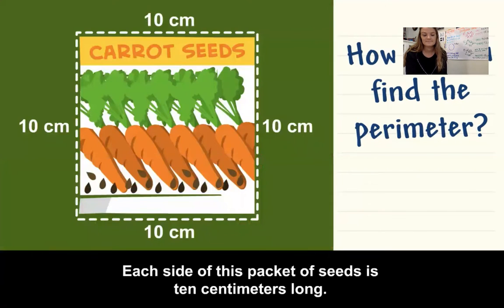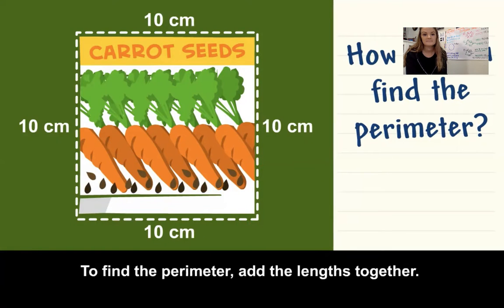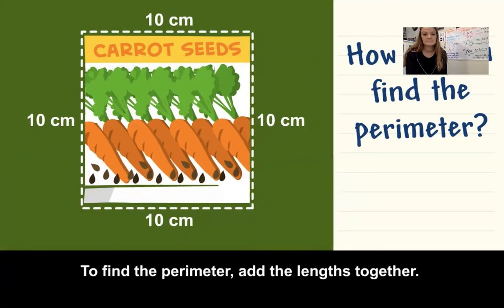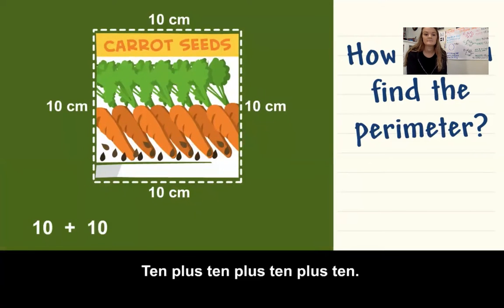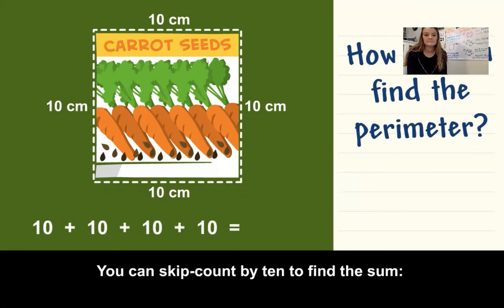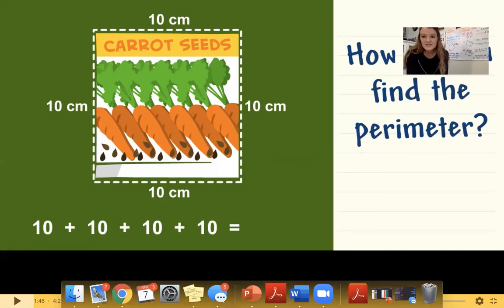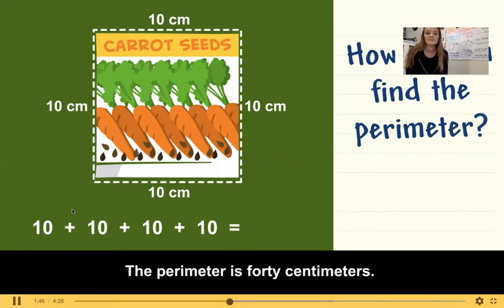Each side of this packet of seeds is 10 centimeters long. To find the perimeter, add the lengths together. 10 plus 10 plus 10 plus 10. You can skip count by 10 to find the sum. 10, 20, 30, 40. What would be the multiplication sentence we could write here? How many groups of 10 do we have? 4. So we could write 4 times 10, which gives us 40 as well. The perimeter is 40 centimeters.